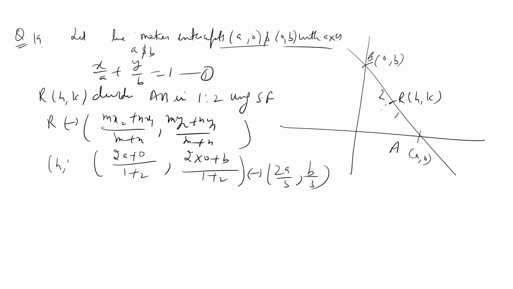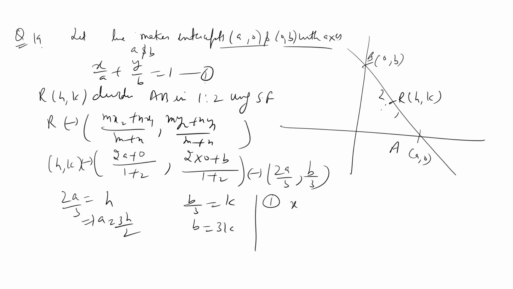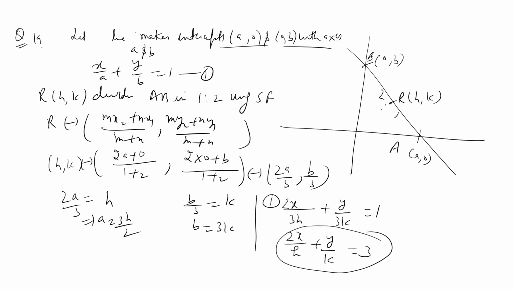So these are the coordinates of h,k. So 2a by 3 is equal to h and b by 3 is equal to k. This implies a is 3h by 2 and b is equal to 3k. Okay, so let us put equation number 1 back. So x upon 3h by 2, plus y upon 3k is equal to 1. If I write it as 2x upon h plus y upon k is equal, let's take 3 to the other side. So this is the desired equation.